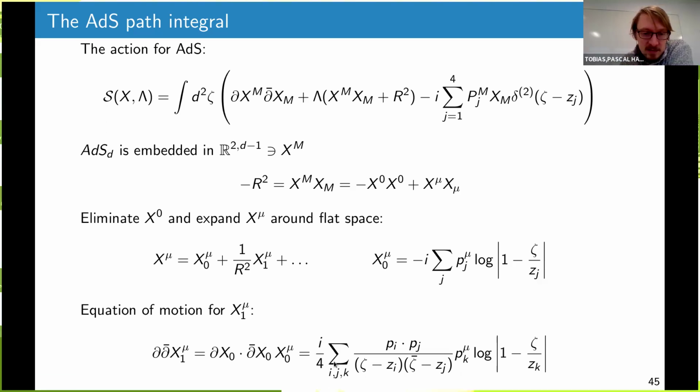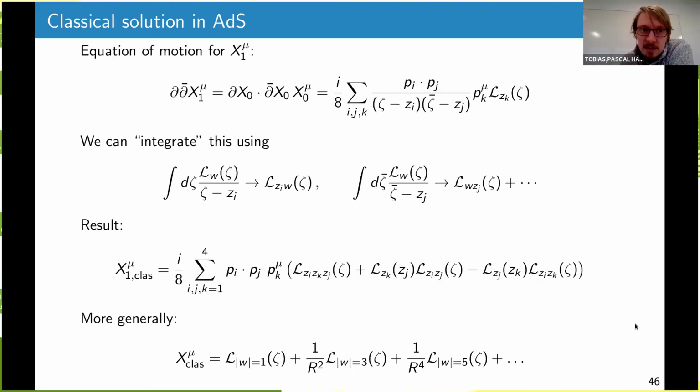Yeah, the right-hand side depends only on x0, so we can compute it. And here I just wrote the same equation of motion in the notation of single-valued multiple zeta values. So this LZK is just this log of absolute value that you saw before. And now we can integrate this just using this differential relation of the single-valued multiple zeta values.